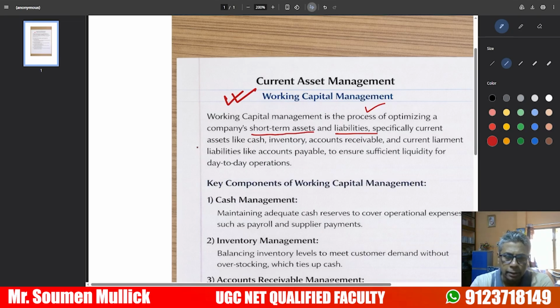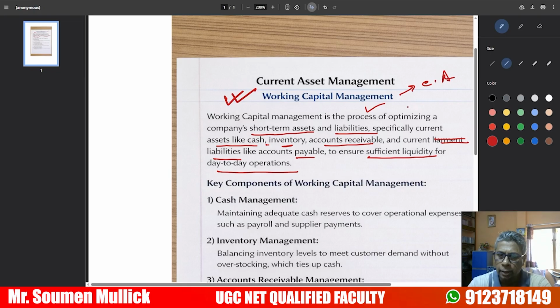What is a current asset? Cash, inventory, account receivable. These are the current assets. And what are the current liabilities? The current liabilities, like account payable, ensure sufficient liquidity for day-to-day operation. In working capital, the main area is to work with the current assets and current liabilities. These are the important areas.